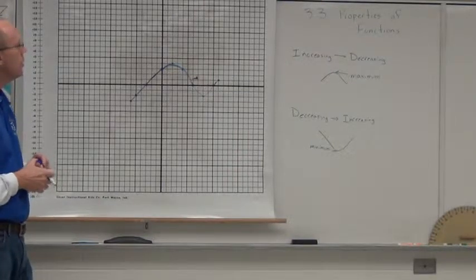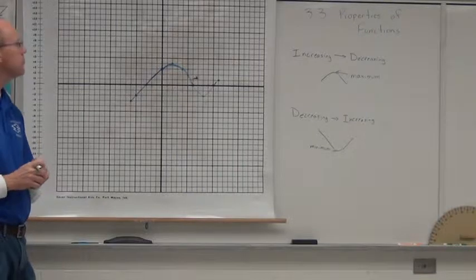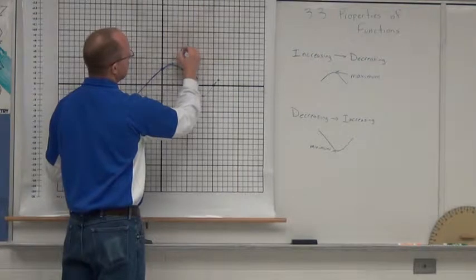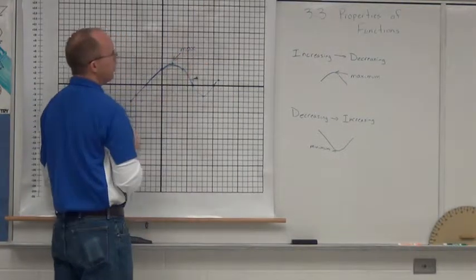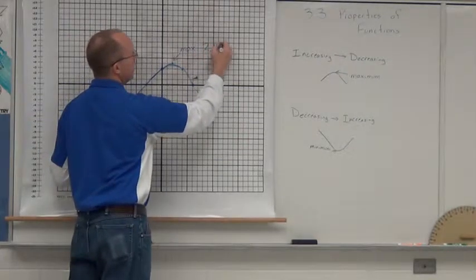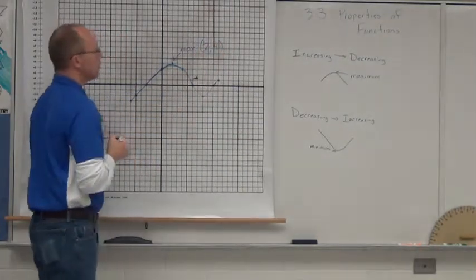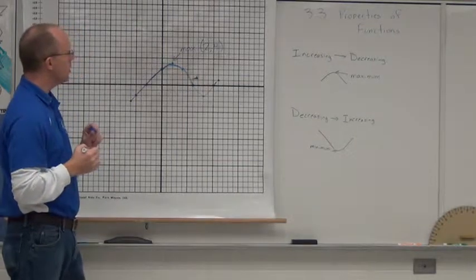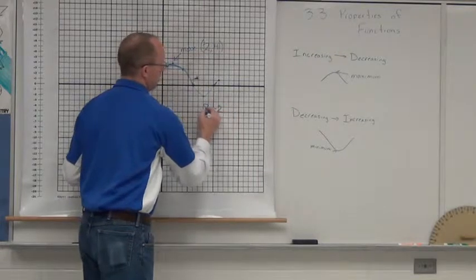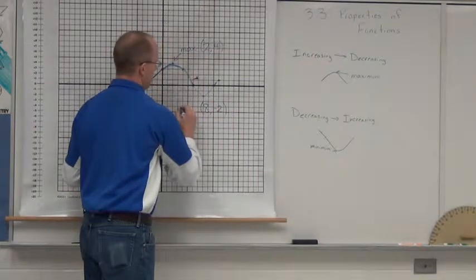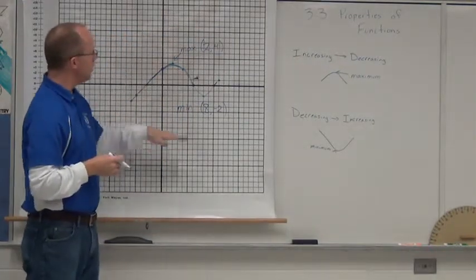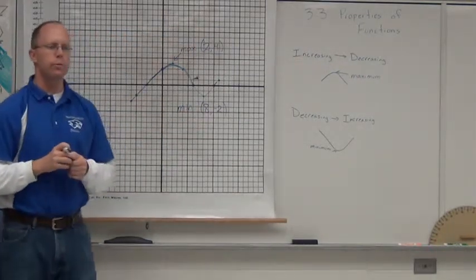So, do I have any maximums on this graph? Yes. This would be a maximum here. What would that coordinate be? 2, 4. So we have a maximum at 2, 4. A minimum at 8, negative 2.